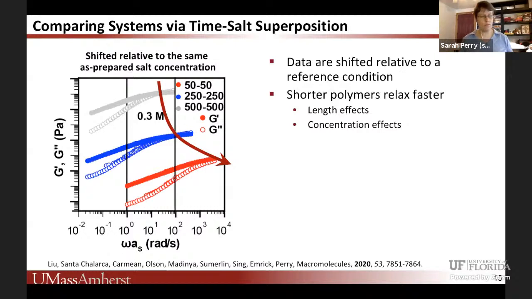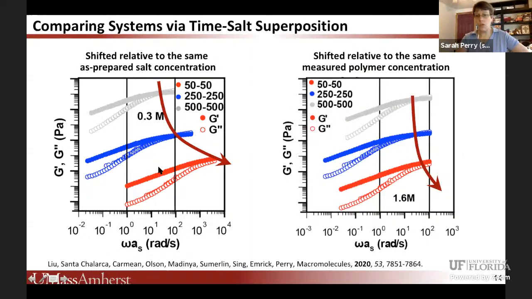But the questions that come up then are, well, is this just a length effect, right? You change the length of the polymers here. What about concentration? I just showed you phase diagrams. Those are at very different polymer concentrations. And so then we can take advantage of this superposition, and instead of shifting them relative to the same as prepared salt concentration, we can shift them relative to the same measured concentration of polymer in the coacervate phase.